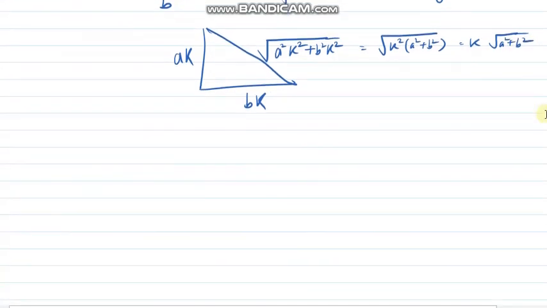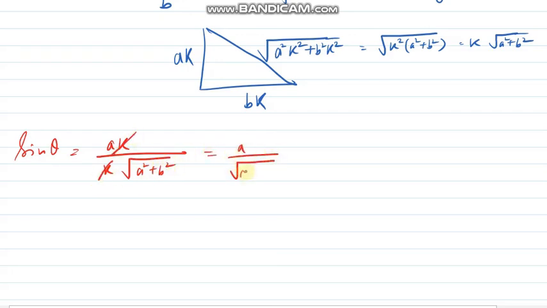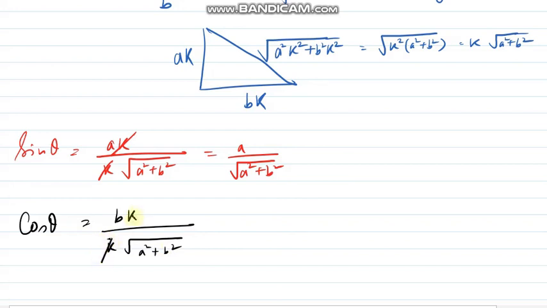So now if I try to find out the value of all trigo ratios, then sin theta will be ak divided by k into this. If I simplify, it will become a divided by root over of a square plus b square. We need this concept later. So cos theta will be equal to bk divided by k into root over of a square plus b square. K cancels out, so that will be b divided by root over of a square plus b square.